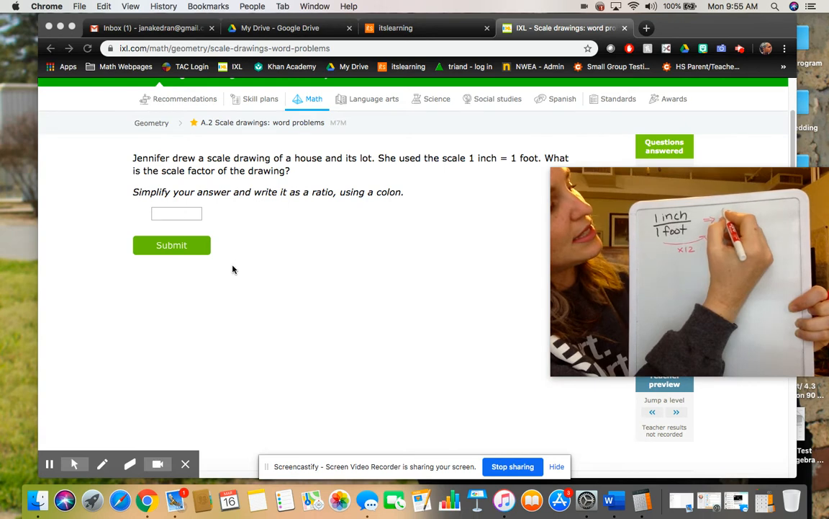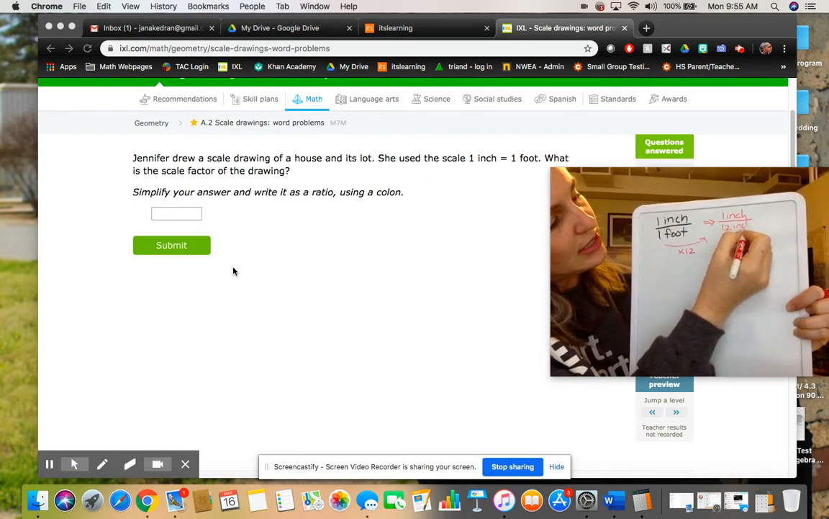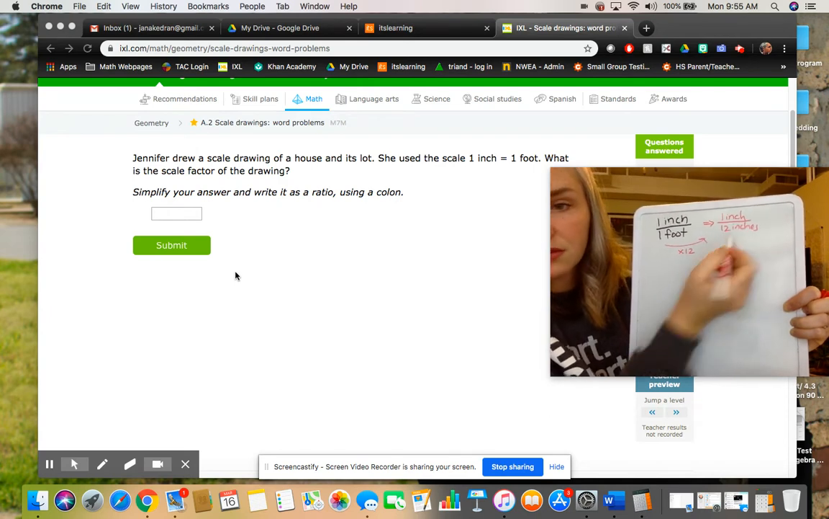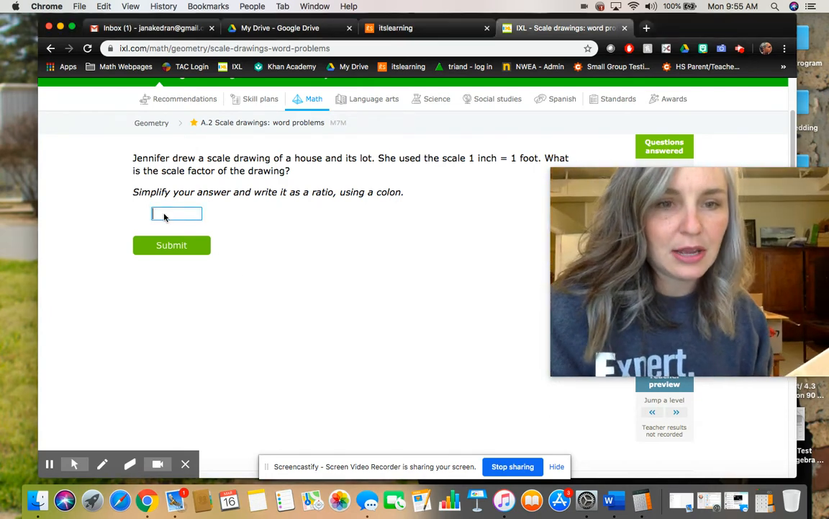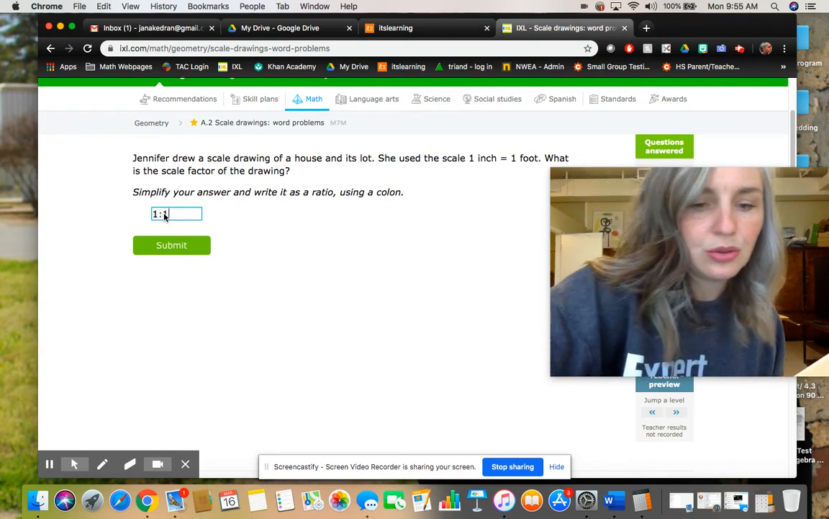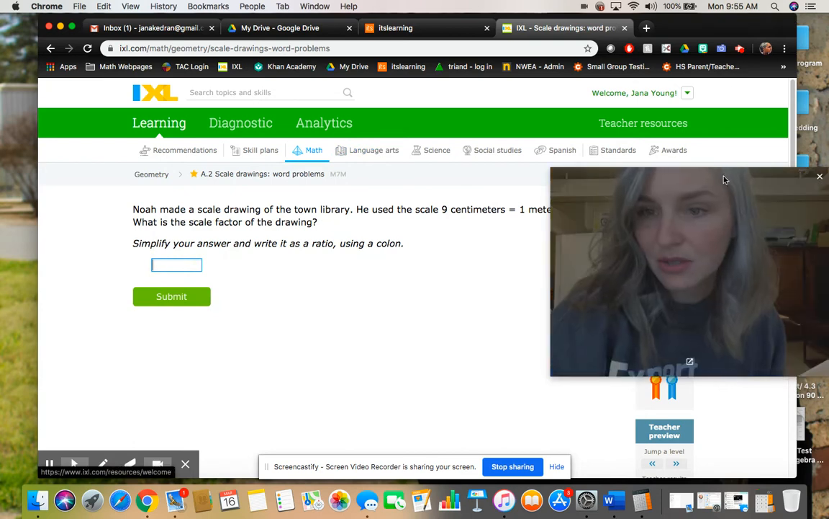So the top of this is going to stay in inches. It's just going to be 1 inch. And the bottom of this is going to become inches. So 1 times 12 is just 12 inches. And so my scale factor is 1 to 12, right? So I would type 1 to 12. And I got it. So let's do that one more time.